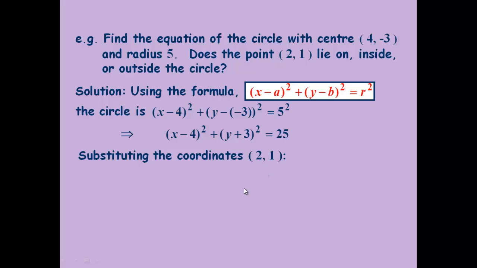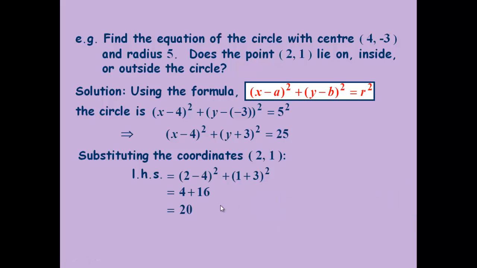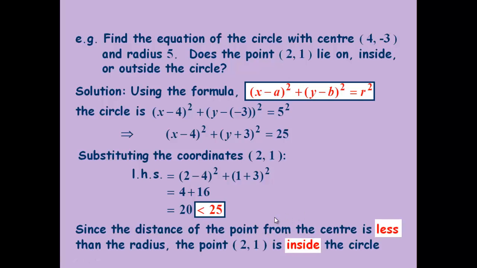Trying the coordinates in the equation, we put 2 in for x and 1 in for y, and we get 20, which is clearly smaller than 25. And because it's less than 25, that means the point lies inside the circle. The distance of the point from the centre is less than the radius, so the point lies inside the circle. If it was bigger than the radius, it would be outside. If it was the same as the radius, it would be on the circle. It would satisfy the equation.